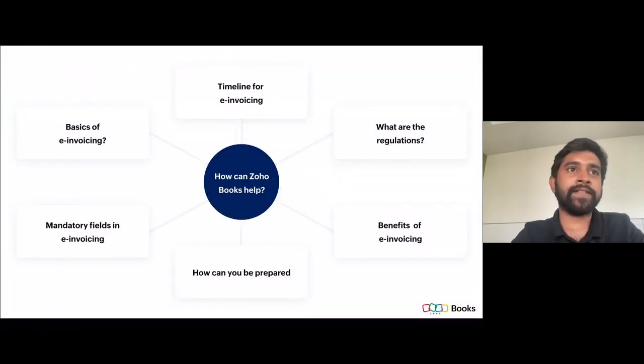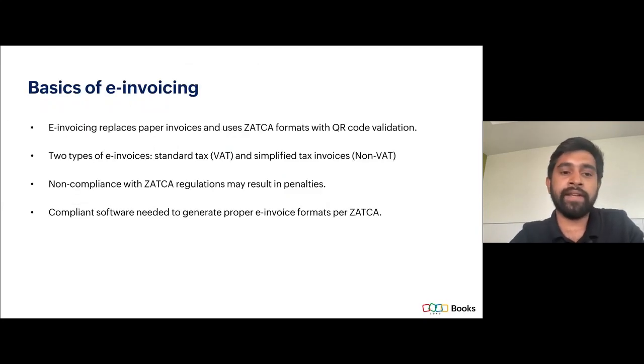So to jump onto the session, we'll first talk about the agenda for today's session. So we'll be first starting off with the basics of e-invoicing, followed by the timeline for e-invoicing, and we'll be discussing more about the regulations and the benefits of e-invoicing. And we'll also be covering the mandatory fields for the e-invoices, which have to be present in the e-invoice. And more importantly, we'll be covering how Zoho Books can be helpful for your business and how you can be compliant as per the ZATCA's compliance, starting with the basics of e-invoicing.